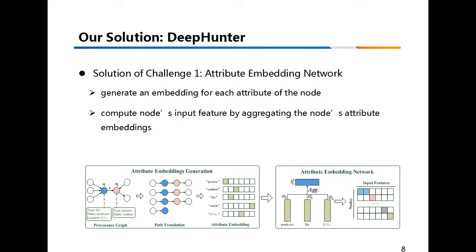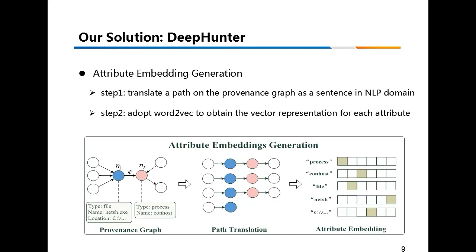Next, we introduce our attribute embedding network. We first generate an embedding for each attribute of the node, and then we compute the node's input feature by aggregating the node's attribute embeddings. The attribute embedding generation contains two steps. First, we translate a path on the provenance graph into a sentence. Then, we adopt the NLP model word2vec to obtain the vector representation for each attribute.